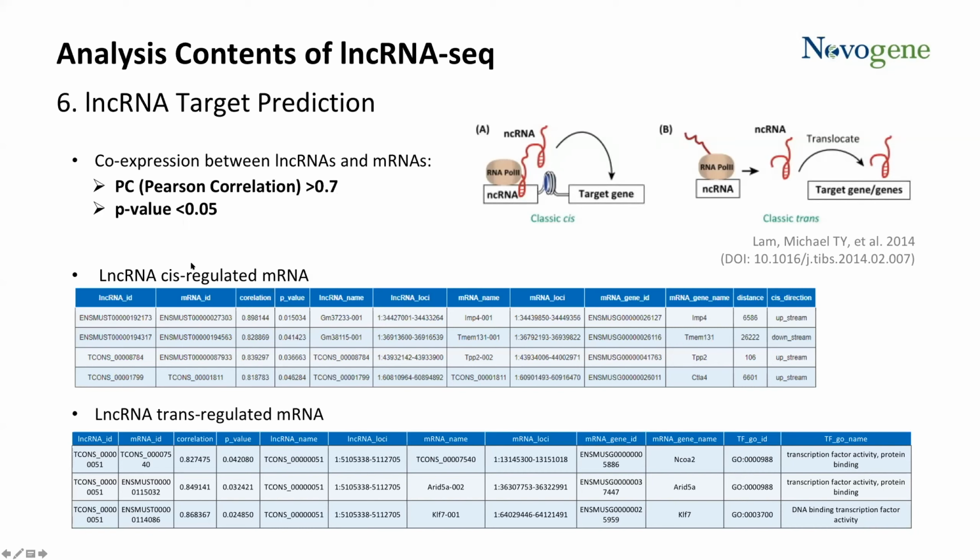Now, this analysis can be classified into two groups as lncRNA that cis-regulate messenger RNA or trans-regulate messenger RNA. The cis-regulated ones are the ones that are present in the same chromosome in less than 30 kilobases away from the target gene. The trans ones are those that are present in a different chromosome or farther away than 30 kb of the same target gene. So we'll provide you these results.